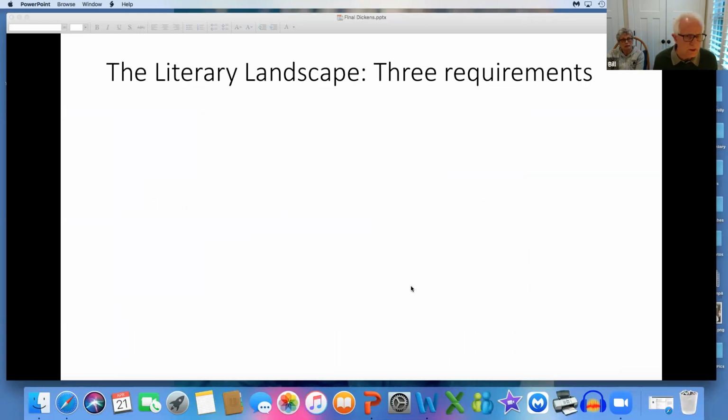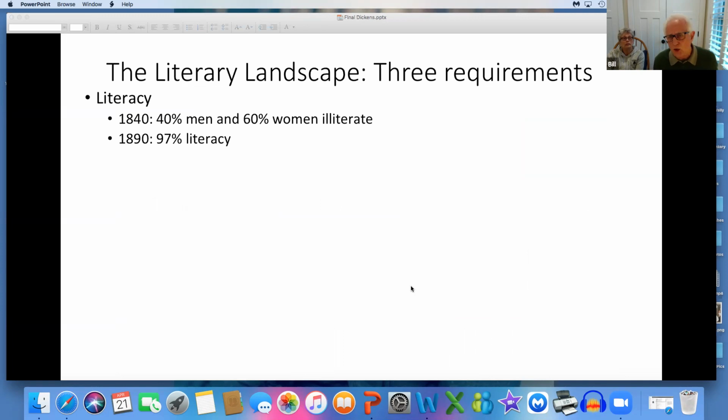Now, if you really want to have a literary society, you need 3 things. You need people who can read. So how did England do in regards to literacy? Not very well, as Dickens was starting out writing in the 30s or so. By 1840, 40% of the men and 60% of the women could not read. But by 1890, you're up to 97% literacy.